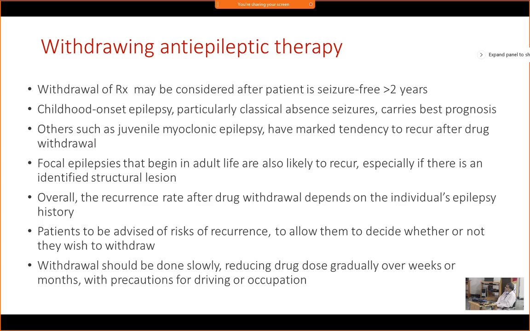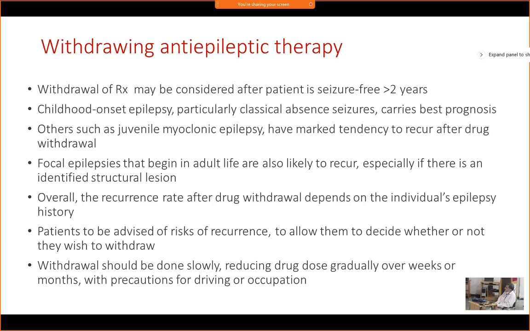Childhood onset epilepsy, particularly the classic absence seizures, which have a very good prognosis, if they are without seizures for 2 years, yes. Other seizures like the juvenile myoclonic epilepsy, which has a tendency to recur, we will not consider for withdrawal. Focal epilepsies that have started in adult life with some structural abnormalities in the brain, you will not think of withdrawing the drug, you will continue lifelong.